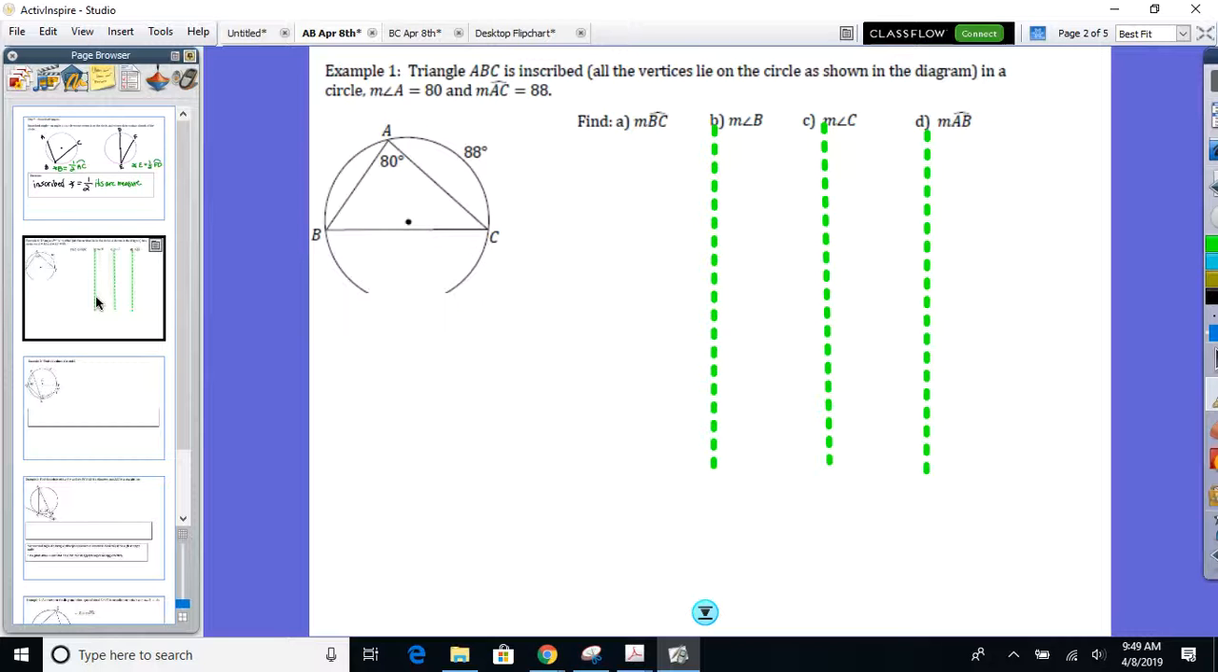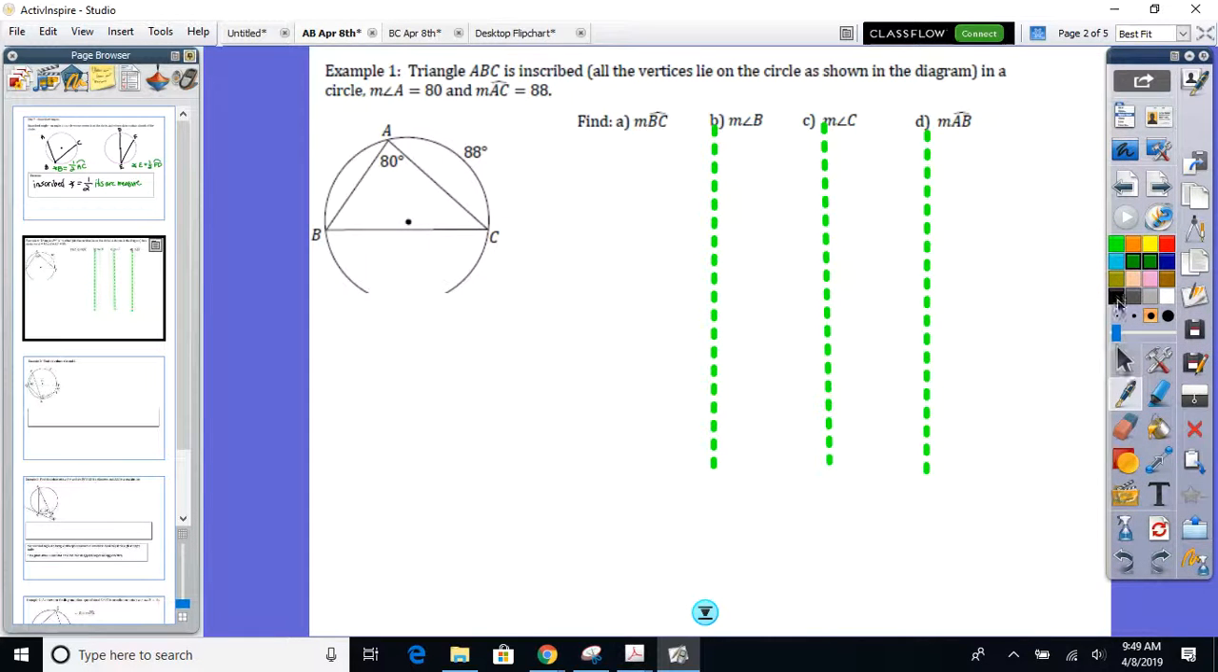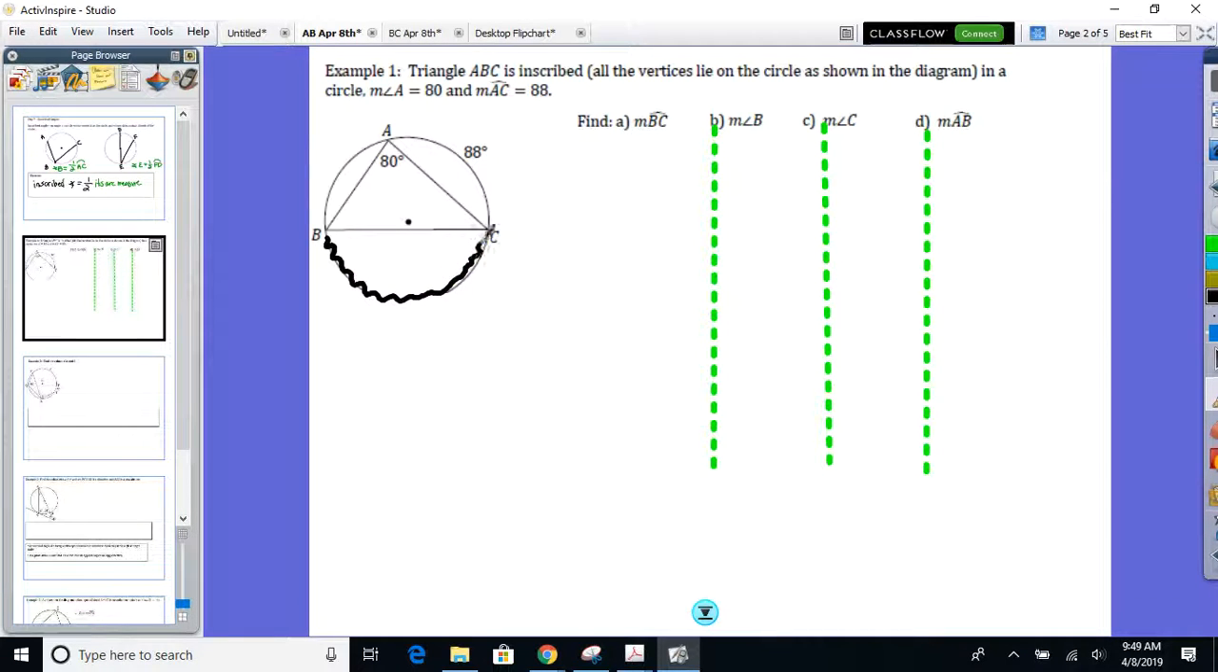All right, let's roll. Triangle ABC, inscribed. All the vertices, yep. Arc AC, we got it. Perfect. Find arc BC. This arc measure, not the length, the measure in degrees of BC. Do you see an inscribed angle that's drawn to arc BC? Everyone see angle A, 80 degrees, drawn to BC?